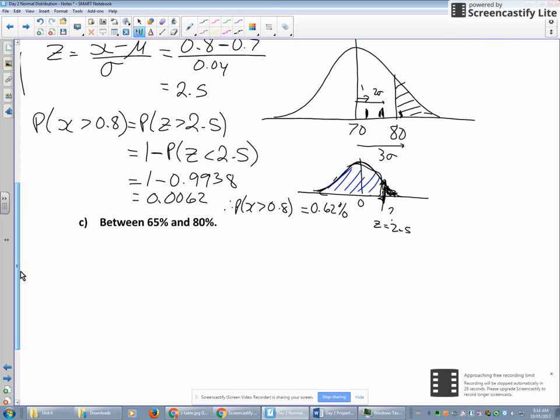And finally, we'll do a question where it's between two scores, 65 and 80%. Looks like I'm going to run out of time. I'll stop this and look back at the question on the next video.